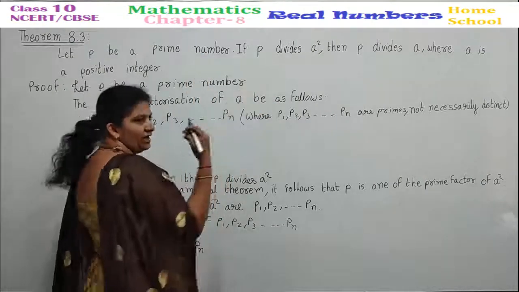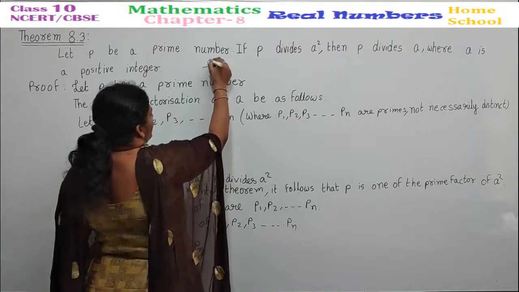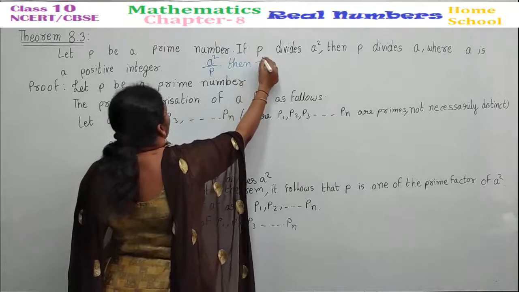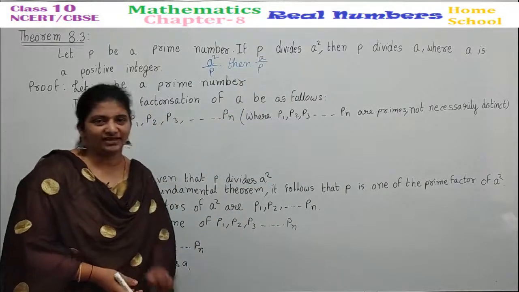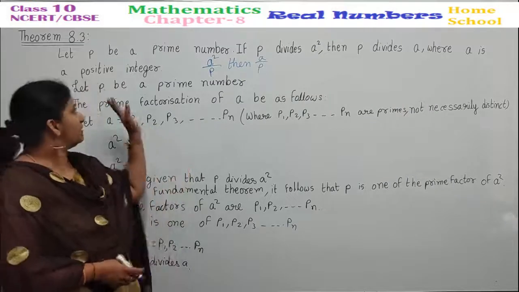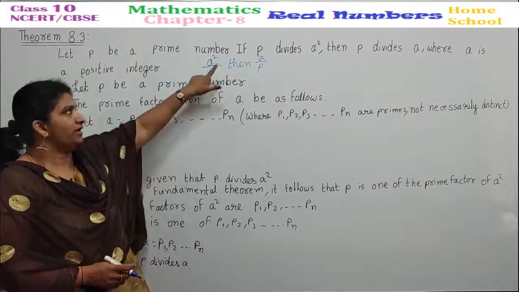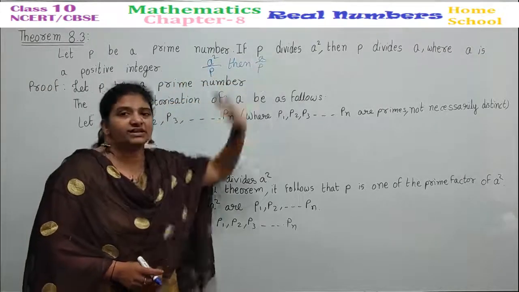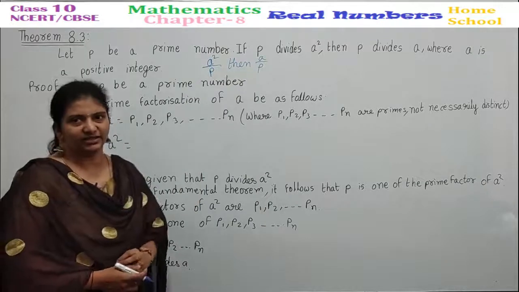Let P be any prime number. If P divides A square, then P divides A, where A is a positive integer. Have to remember this statement. Let P be a prime number. If P divides A square, then P divides A, where A is a positive integer.